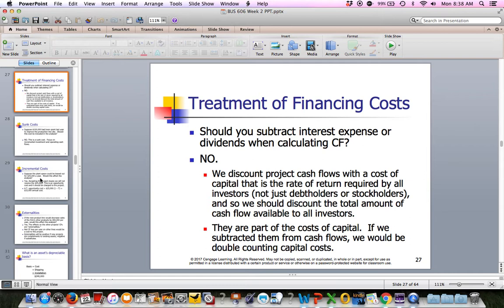So remember, in this example we're going to use a 10% cost of capital, and that basically just says that includes that. So that 10% factors in interest cost, cost of dividends, whatever that cost of capital is, that rate factors it in.